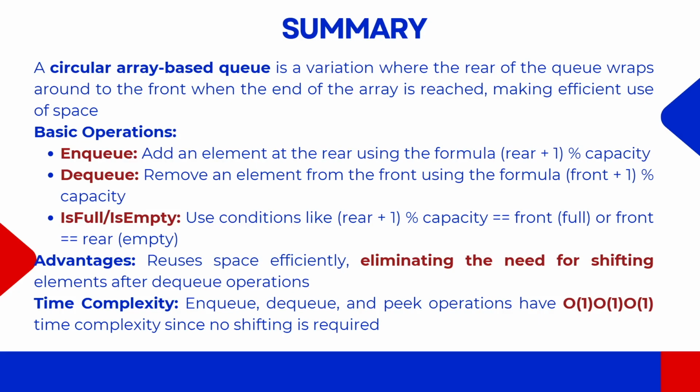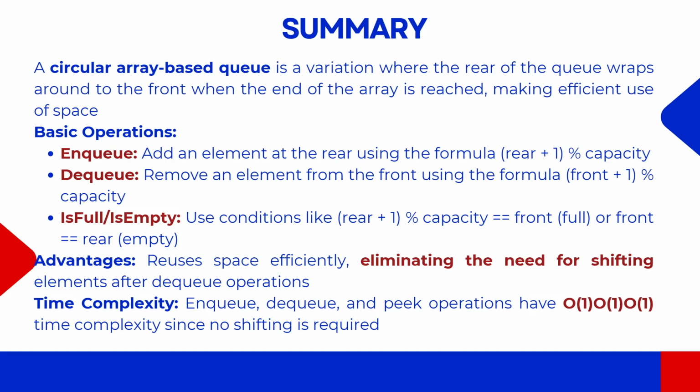Whenever we do an NQ operation, instead of just incrementing the rear by 1, we increment rear by 1 and do a modulo division by the max capacity. This prevents us from going beyond the array limits, and instead wraps to the first position while exceeding the array limits.